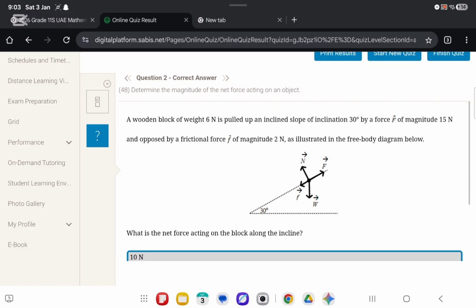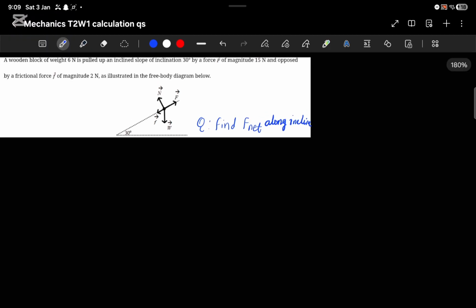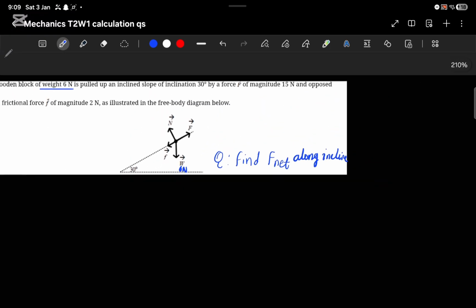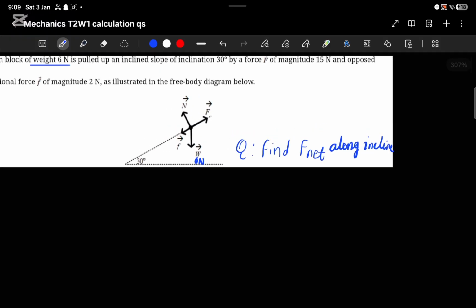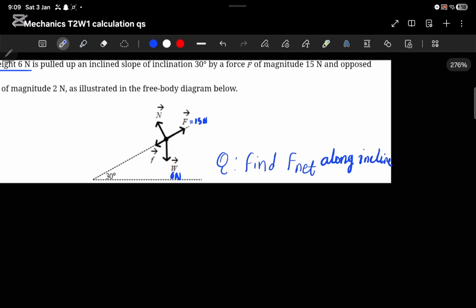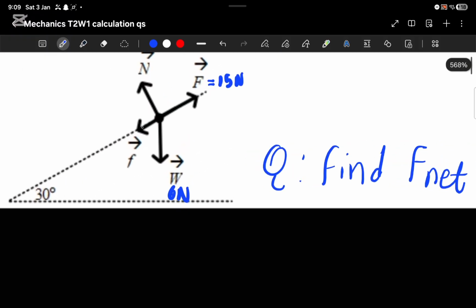Let me just move question 2 to the notes so I can have more space to solve it. Okay, so this is our question. Here, this is how the setup is. Now, they told us a wooden block of weight 6 newtons, so the weight is 6 newtons. So let's label that here. I'm gonna write 6 newtons under it. Okay, is pulled up along an inclined slope of inclination 30 degrees by a force F of magnitude 15 newtons, and opposed by a frictional force of magnitude 2 newtons. So let's write that down, 2 newtons.